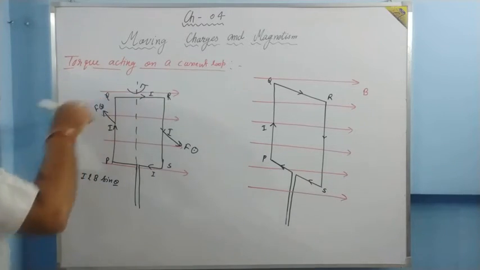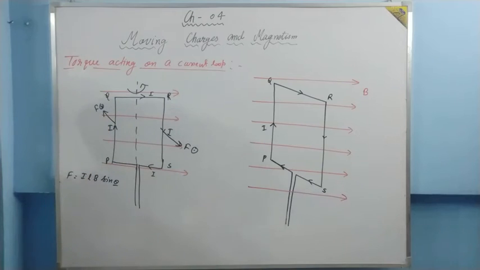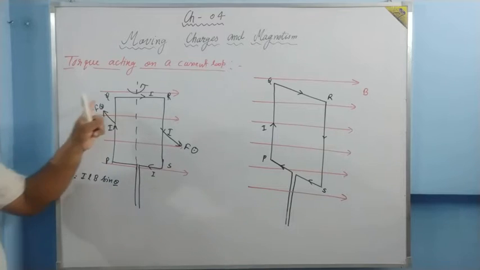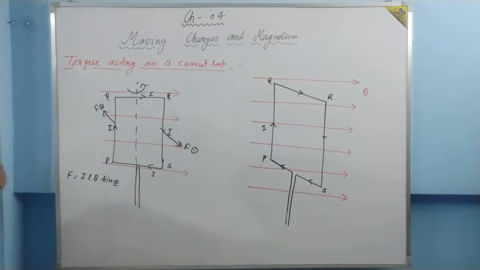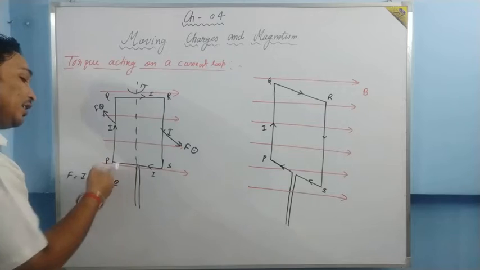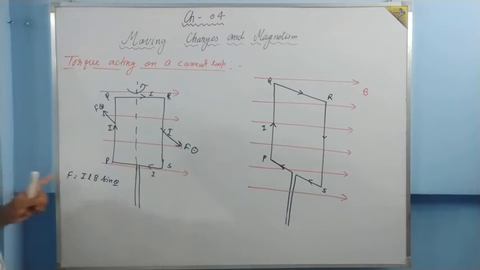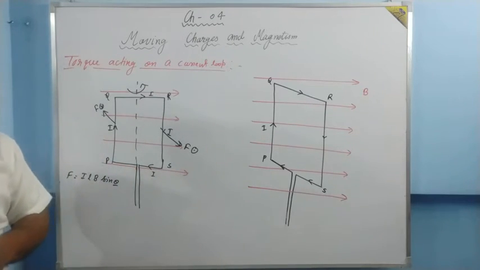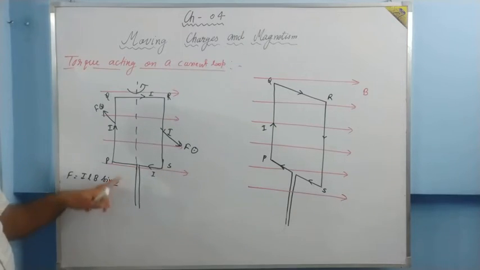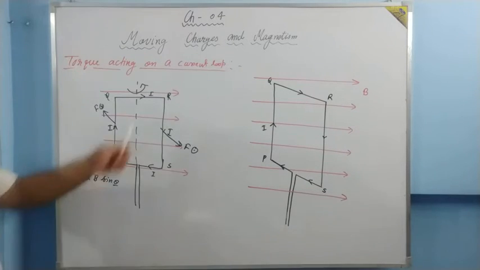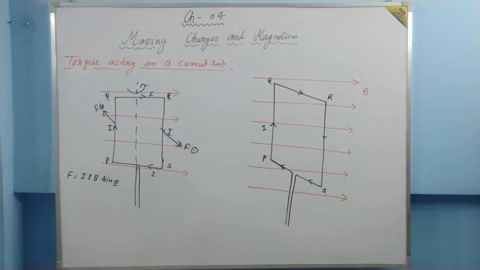The same goes with QR, because current is in the direction of magnetic field, theta will be 0 degrees and there is no force acting on QR. Same goes with SP also, because here the angle is 180 degrees, current is just opposite to the direction of magnetic field, theta becomes 180 and force will be 0. So basically we are going to have two forces only, one on this side, one on this side, and these two forces will rotate the coil. How? Let me tell you.